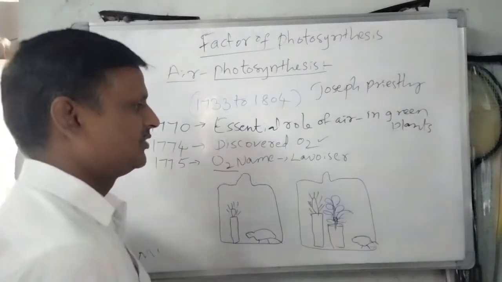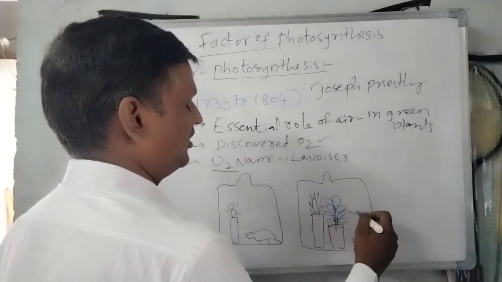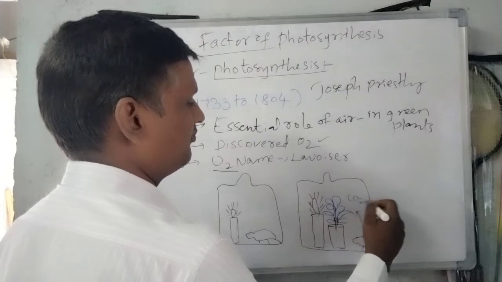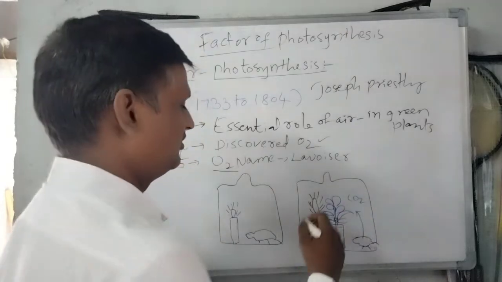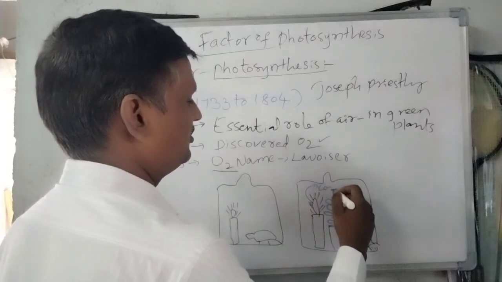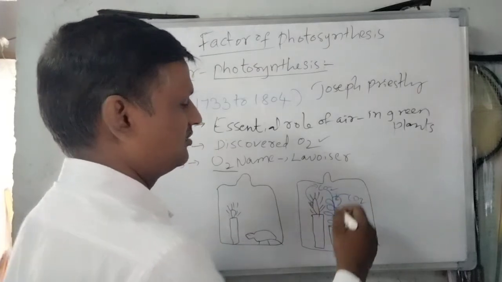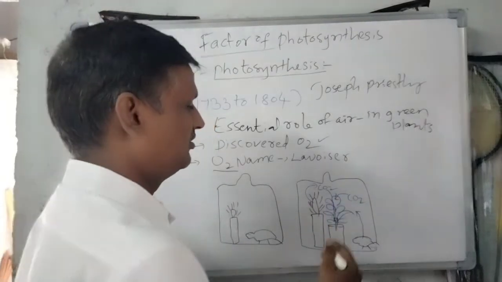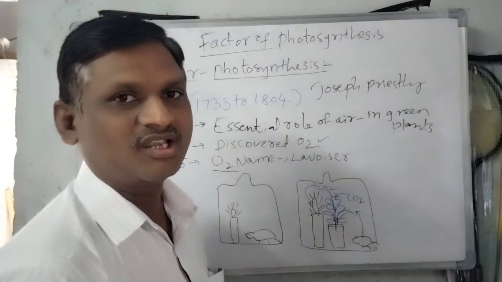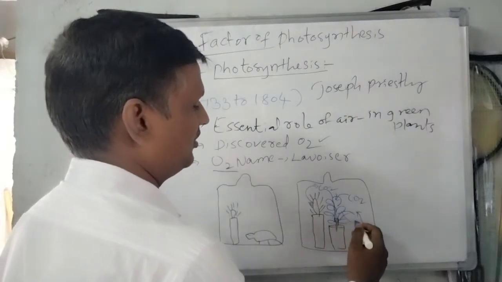What happens here? When the rat is alive, it exhales carbon dioxide. Whereas when the candle is burning, it releases carbon dioxide. This carbon dioxide is taken by the plant, and it is converted into carbohydrates in the plant during photosynthesis, and the plant releases oxygen gas.